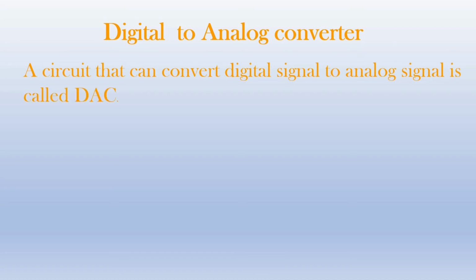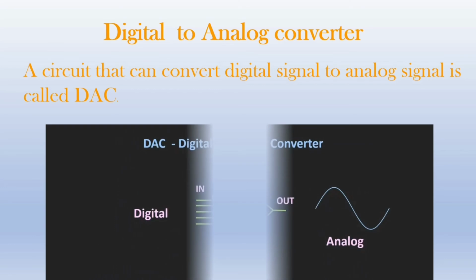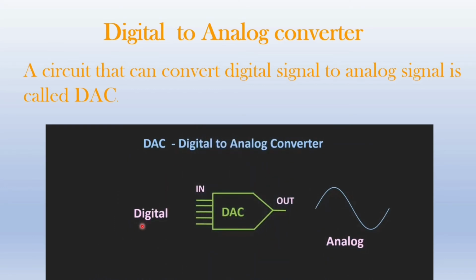There is also a very important circuit that we use in our daily life, the digital to analog converter. A circuit that can convert a digital signal to an analog signal is called a DAC. So let's take a graphical look. The first one, the input signal is digital, that is operated on by the DAC, and the output signal is analog. Let me give you a very simple example.